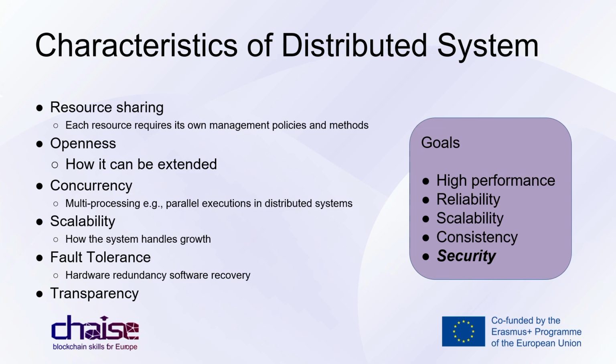Concurrency, multiprocessing, for example, parallel executions in distributed systems, and scalability are the core characteristics that play an important role in the acceptability of distributed information systems. As previously stated, such systems are fault tolerant due to hardware redundancy and software recovery. Moreover, they bring transparency to the data and transaction process.